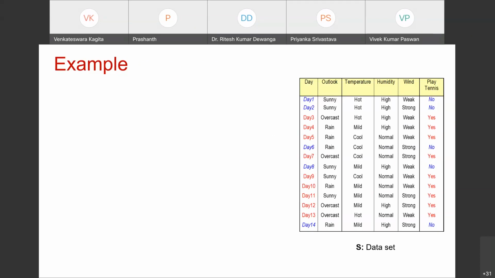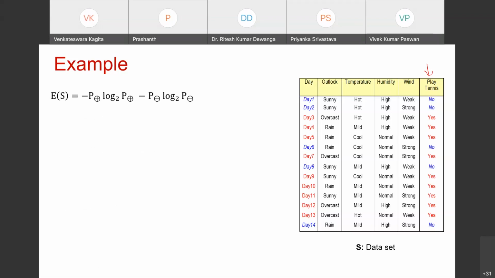So this is the example. I've got 4 attributes: outlook, temperature, humidity, and wind. This is about whether a person will play tennis or not, from day 1 to day 14. Based on the attributes of the day, outlook, temperature, humidity, and wind are the features that define the day. And these are the decisions: whether he will play tennis, yes or no.